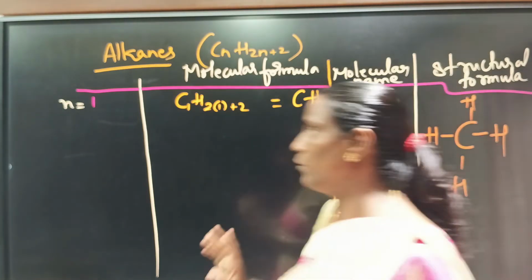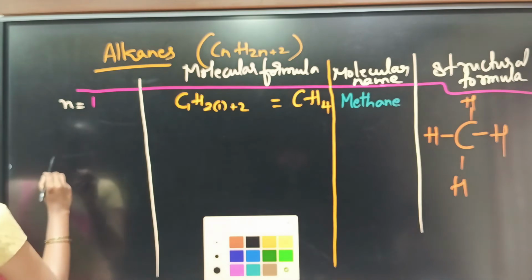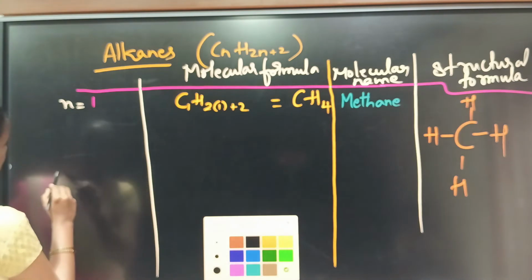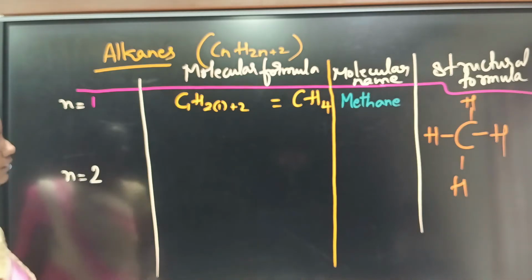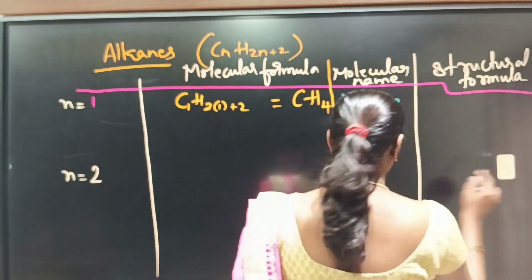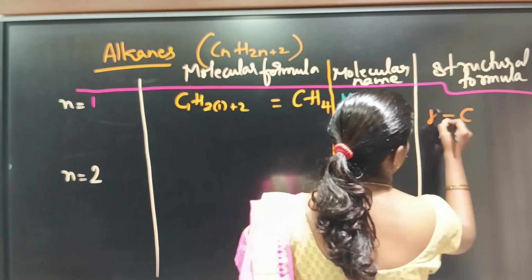So you should not get confused. Next, we'll move to the next one. N is equal to what? N is equal to 2. Okay. Now, better I will write this in the smaller one.